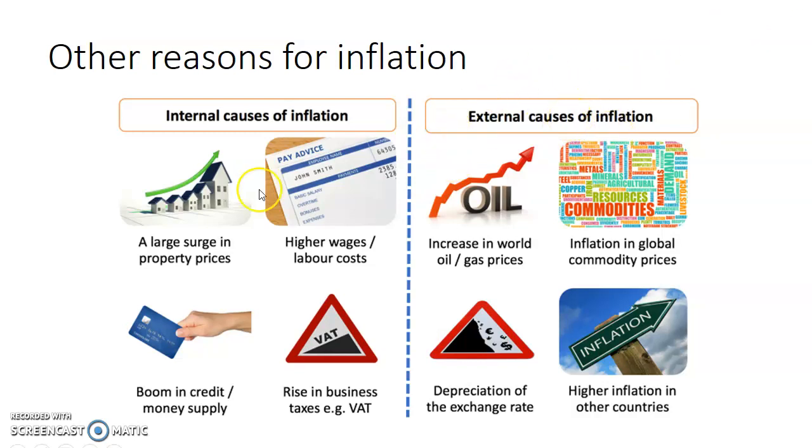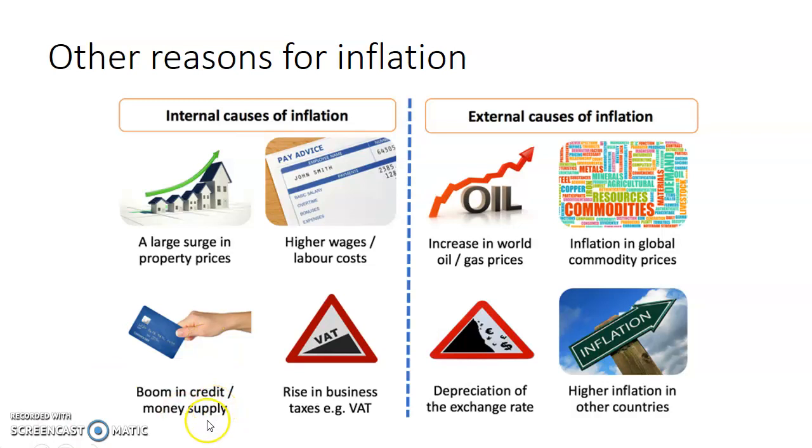Okay, now the internal causes of inflation are a large surge in property prices. So if the price of property increases, it is going to give rise to inflation. Okay, higher wages and labor costs. So if the wages are increasing, again as we discussed earlier, higher wages and labor costs are going to result in an increase in prices of goods and services.